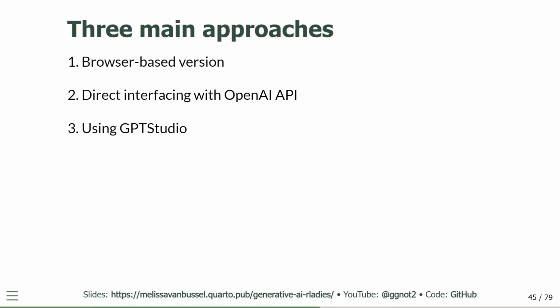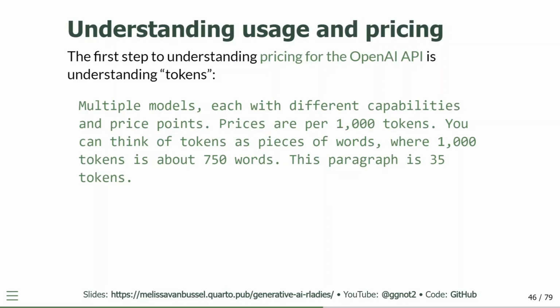And the third option is to use gptstudio. Both number 2 and number 3 require an OpenAI API key. And the first step to understanding the pricing for using the OpenAI API is understanding the concept of tokens.